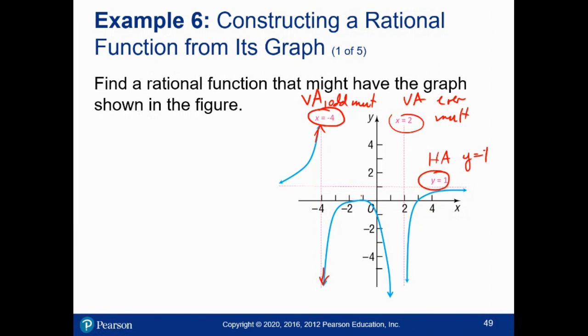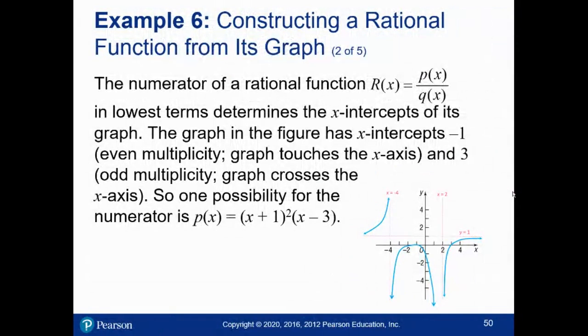Also, it appears to have a root at -1, specifically of even degree, and a root at 3 of odd degree. And we have an intercept of (0, -1). That's more information for us. And we never cross the horizontal asymptote. That's a lot of information to have. So there's no unique solution here, but let's piece it together.